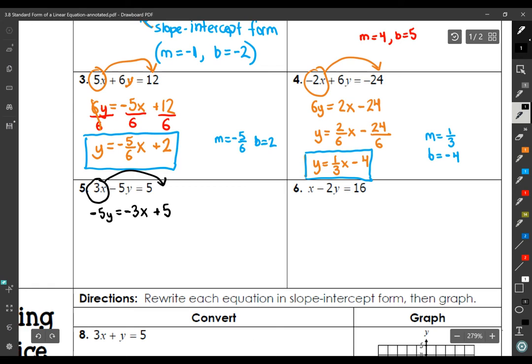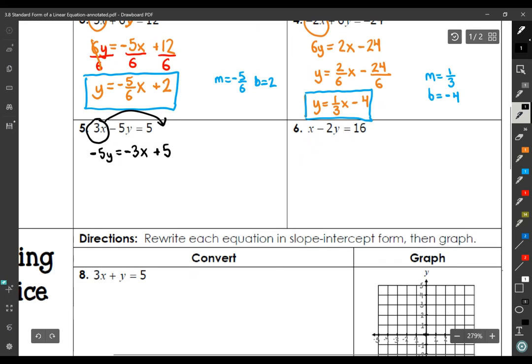Okay, now divide both sides by the coefficient of y. So don't divide by 5. You have to divide by negative 5. Negative 5.